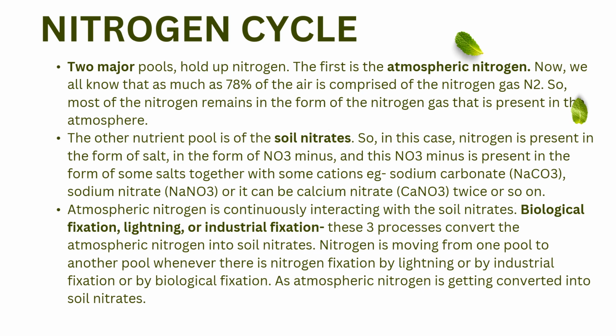Atmospheric nitrogen is continuously interacting with the soil nitrates. Biological fixation, lightning, or industrial fixation, these three processes convert the atmospheric nitrogen into soil nitrates. Nitrogen is moving from one pool to another pool whenever there is nitrogen fixation by lightning or by industrial nitrogen fixation, or as biological fixation, as atmospheric nitrogen is getting converted into soil nitrates.